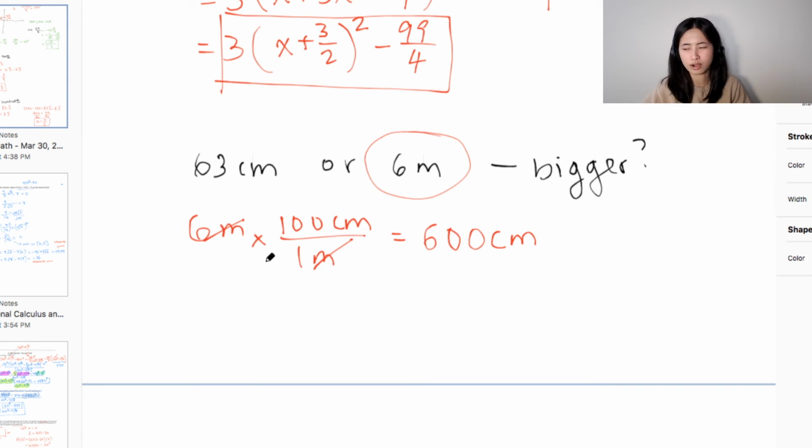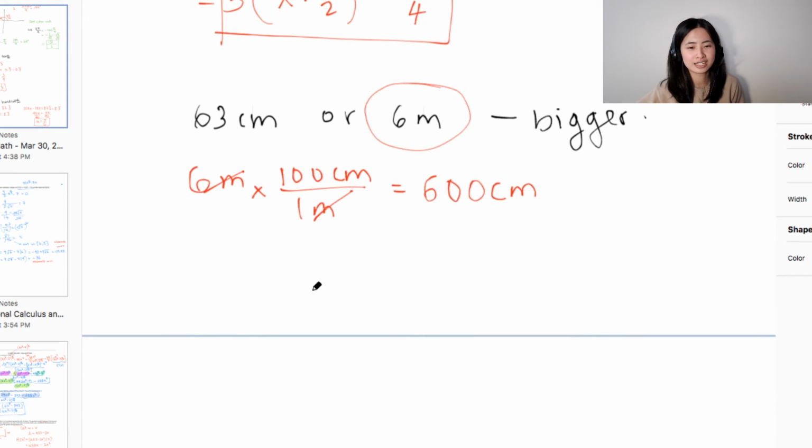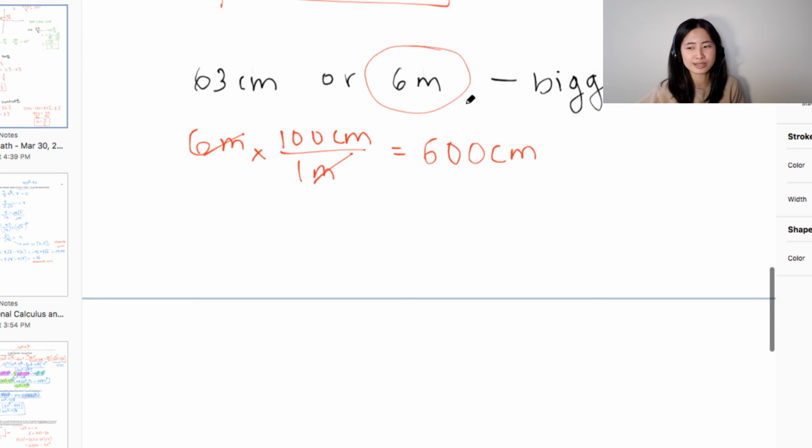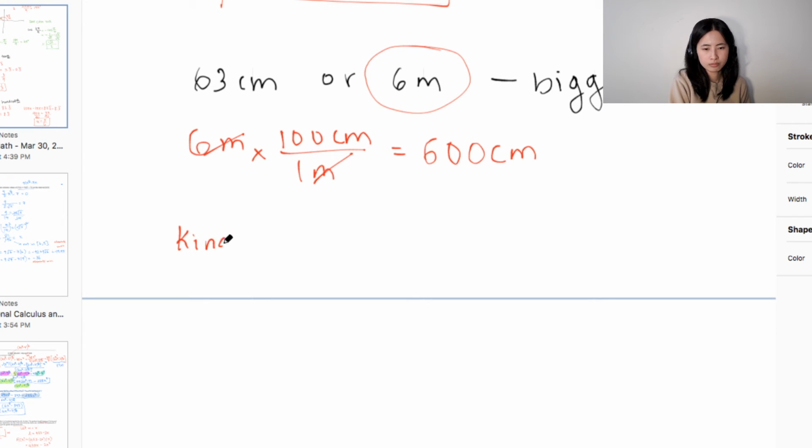Just so you're wondering, how do I remember that for every 1 meter, that's 100 centimeters? No problem. This is my mnemonic that has been in my head since middle school. Hold on. Let me just think of the mnemonic that I used.